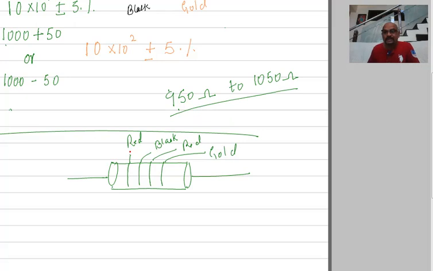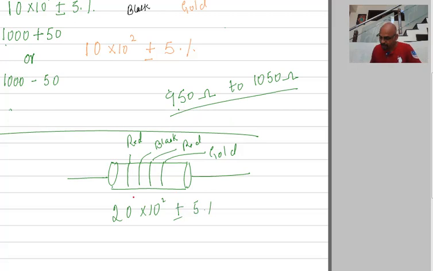The first ring is red. What do you mean by red? Red is the first ring, first digit, therefore first digit is 2. Second ring is black. Black refers to 0. So second digit is 0. Third ring is again red, that is red, black, red. The third ring is red, it is the multiplier of 10, and that is 10 to the power 2. Fourth ring is gold, and gold is plus or minus 5%.